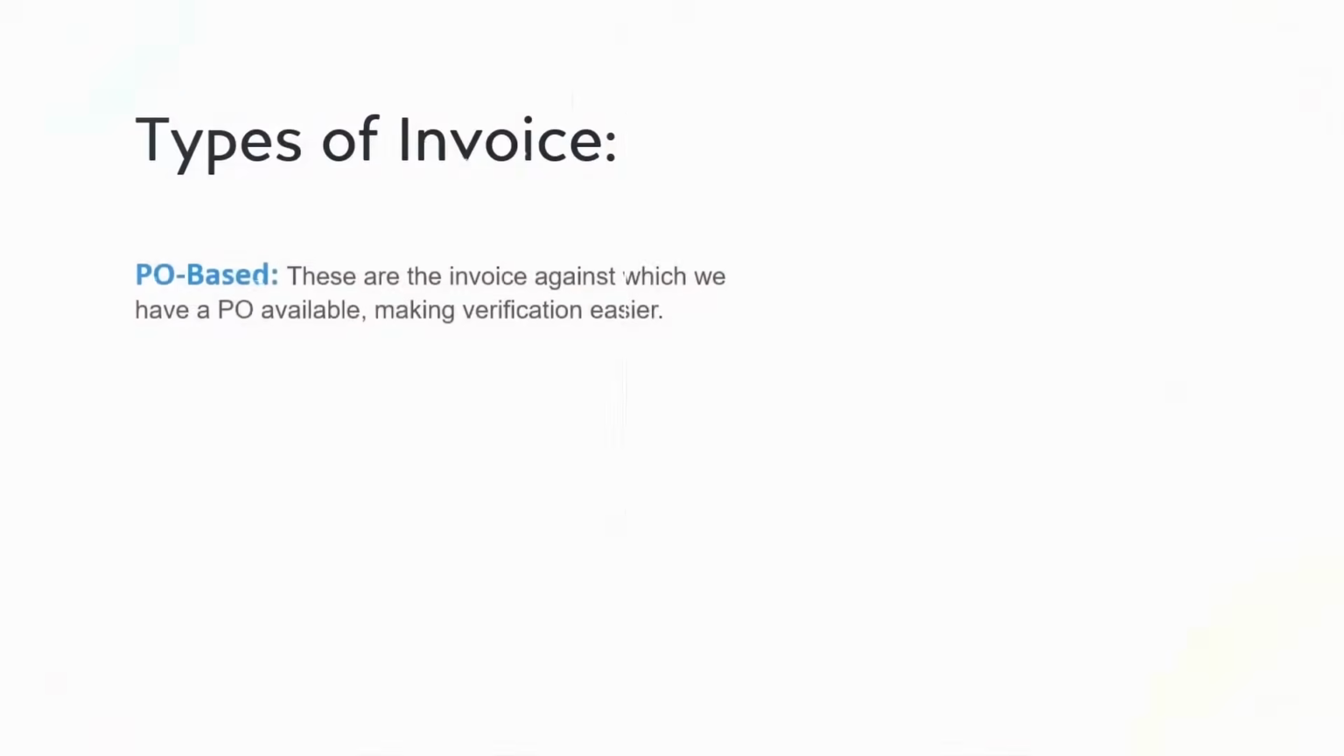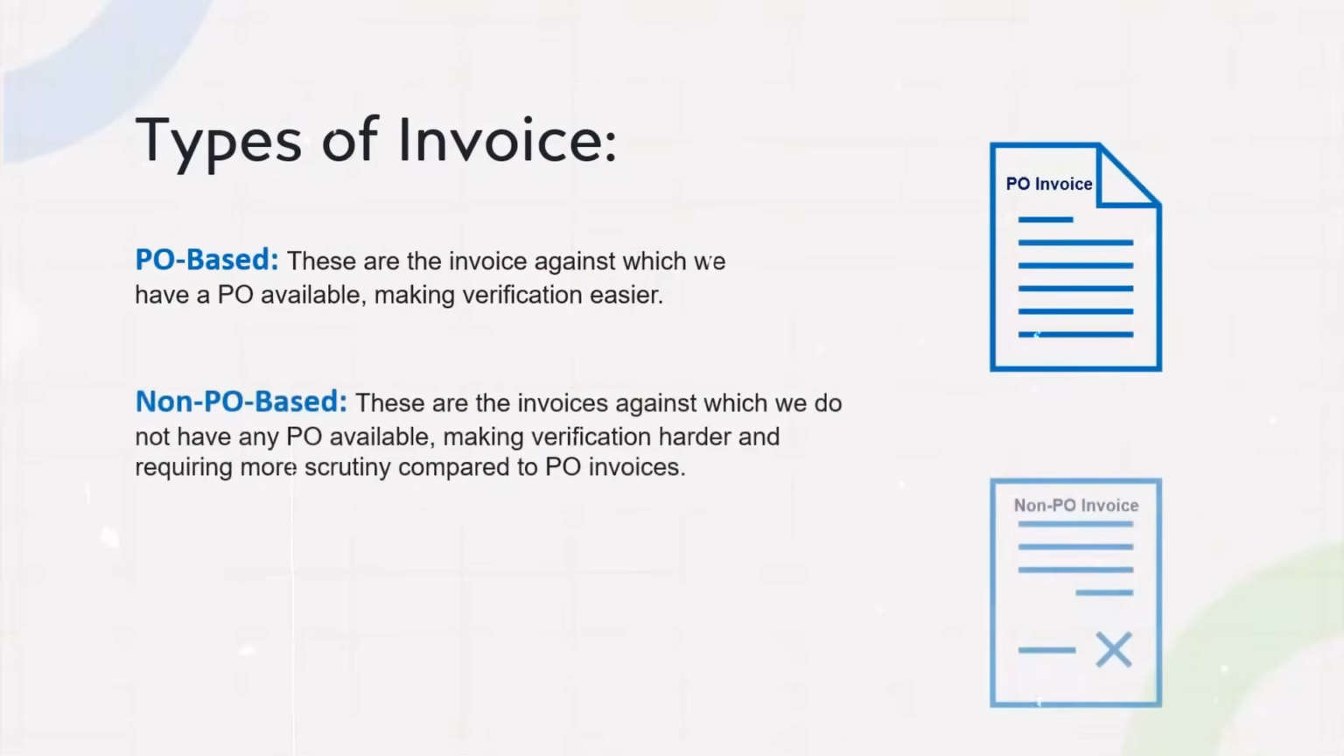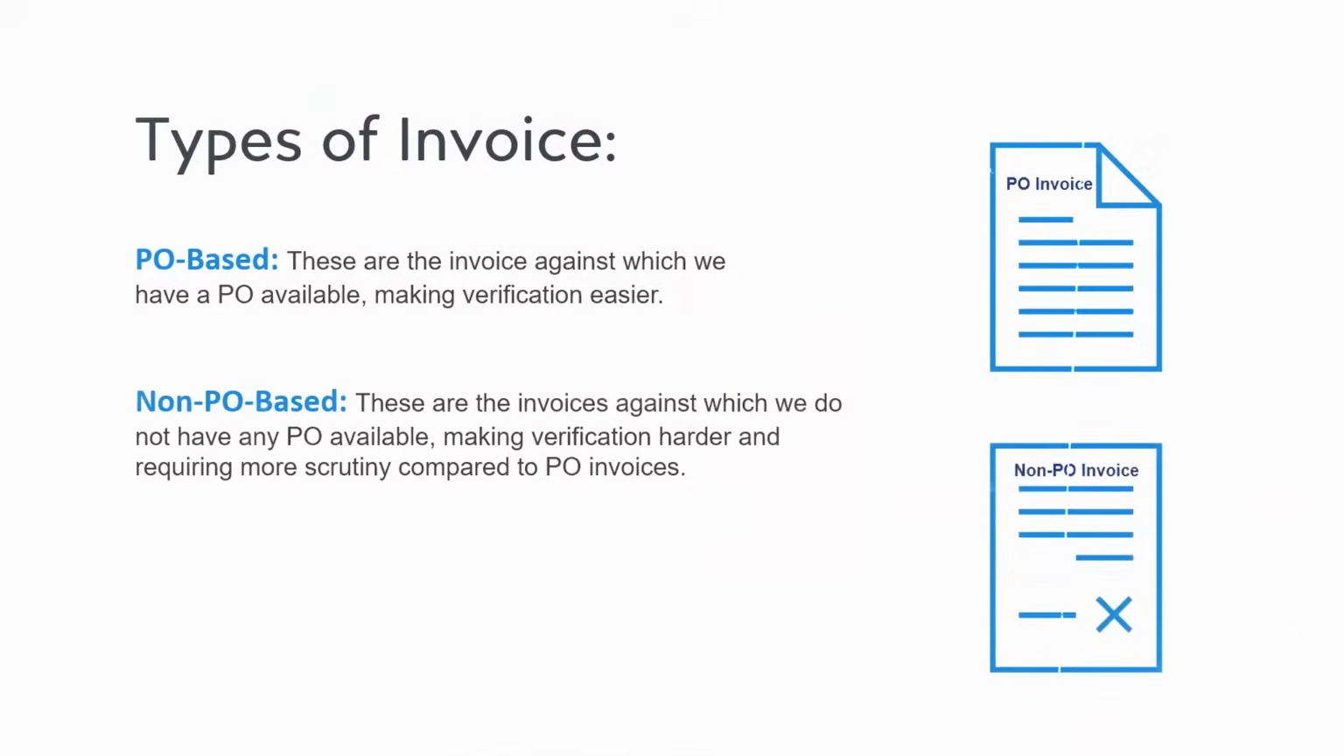The first one is the PO based invoice. So what is a PO based invoice? These are the invoices against which we have a PO available, which makes the verification process very easy, because we can compare the PO against the invoice which we have received.